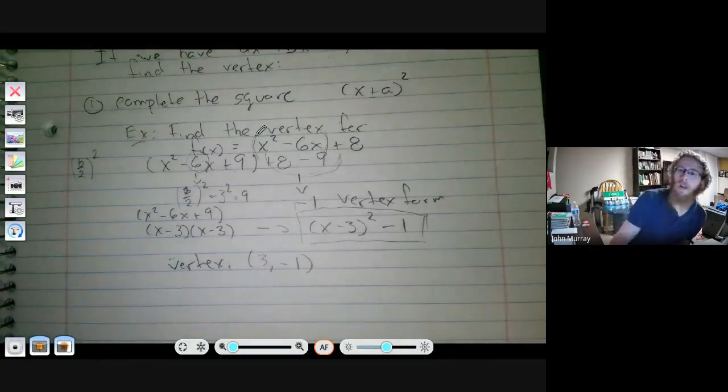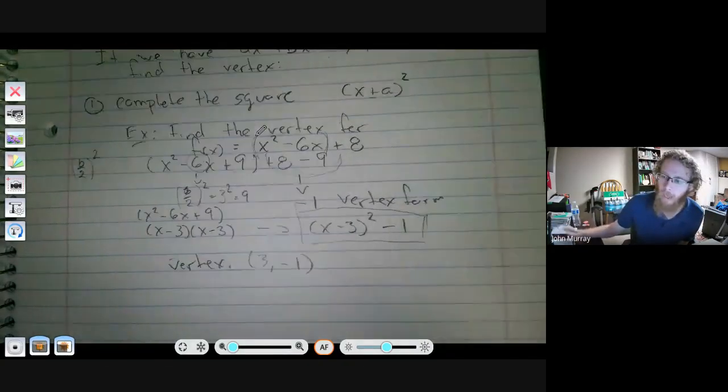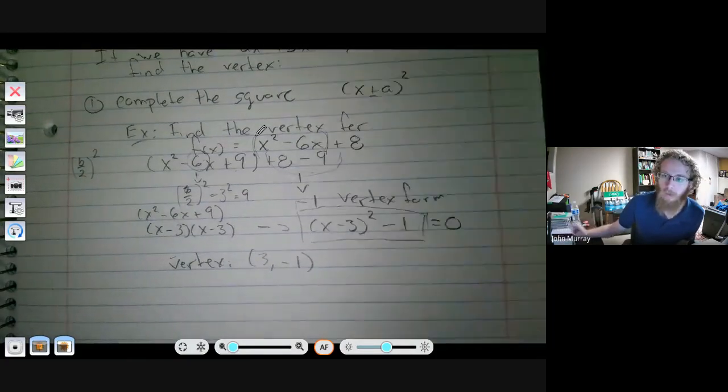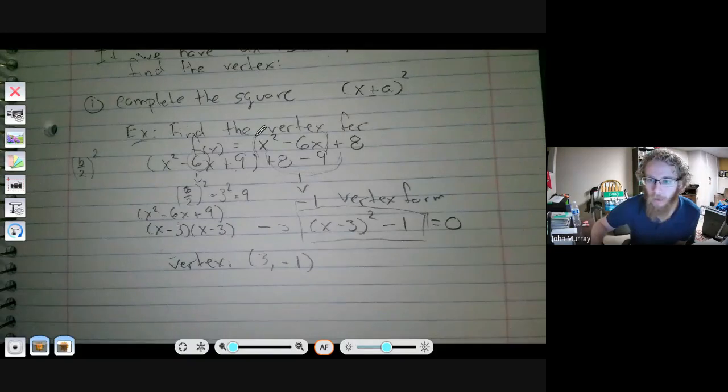Now again, if I want to find the x-intercepts, which we'll do later, right? We set equal to 0, and we solve like we normally do. But we'll save that for another day.